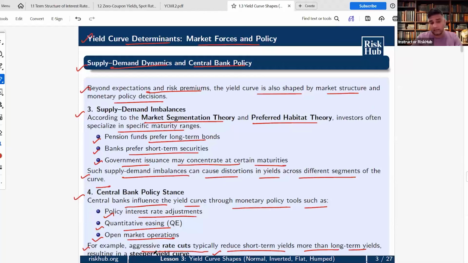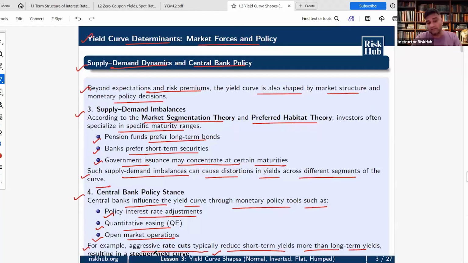Right? So again, terms defined here. Market segmentation theory: each maturity bucket is its own market, set by its own supply and demand. Preferred habitat theory: investors have a favorite maturity bucket, but will leave it for enough extra yield. Quantitative easing: the central bank buys bonds outright to push yields down, usually at longer maturities. Open market operation: routine buying and selling of short government paper to steer the policy rate. Steeper yield curve: the gap between long and short yields is widened.